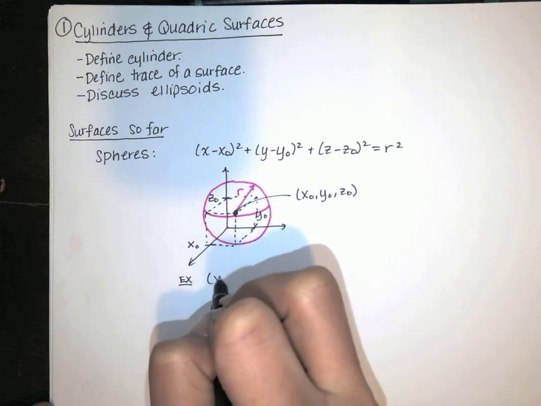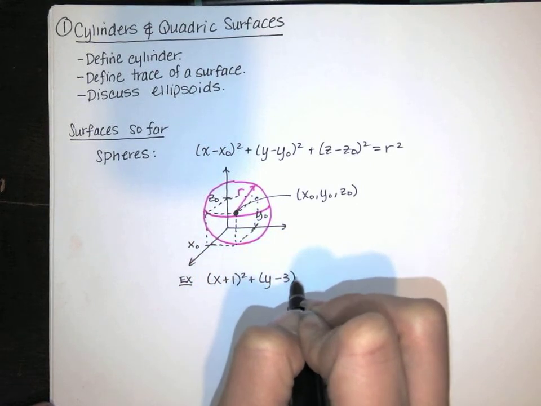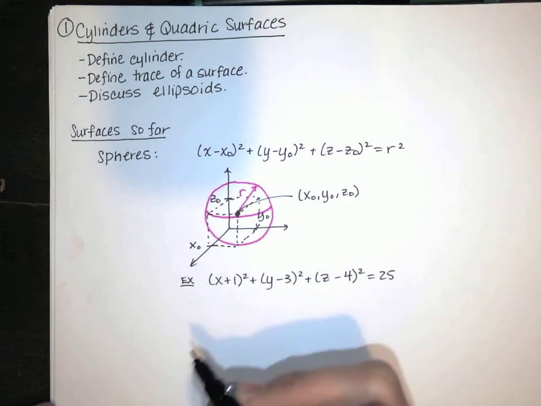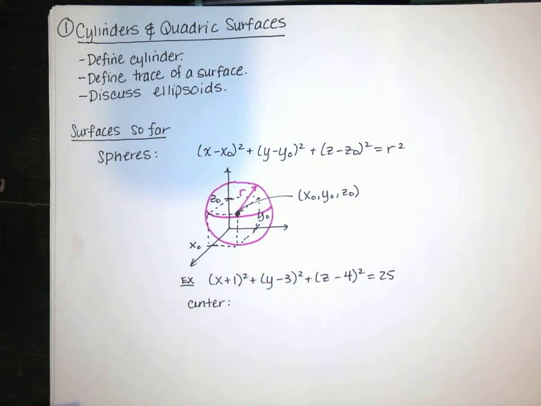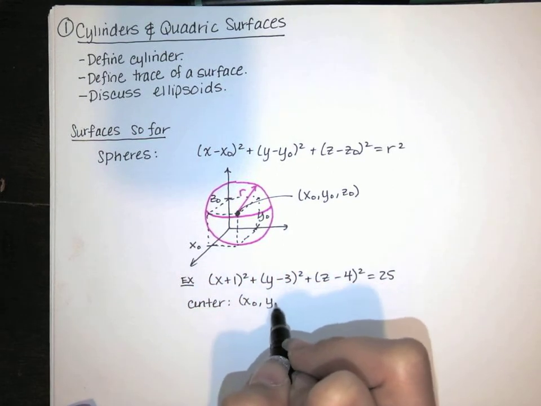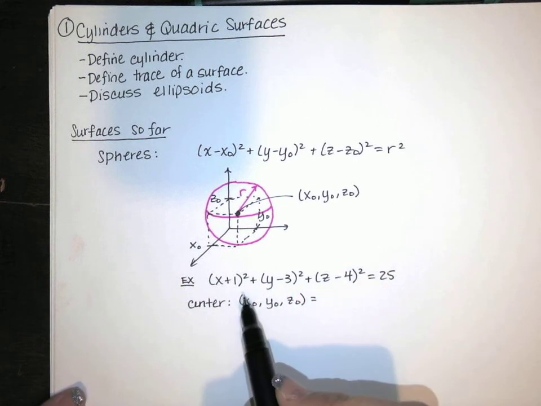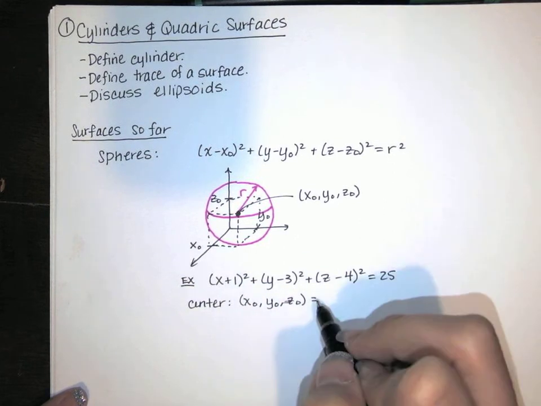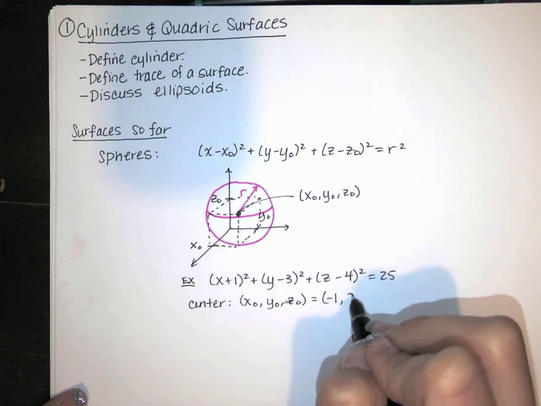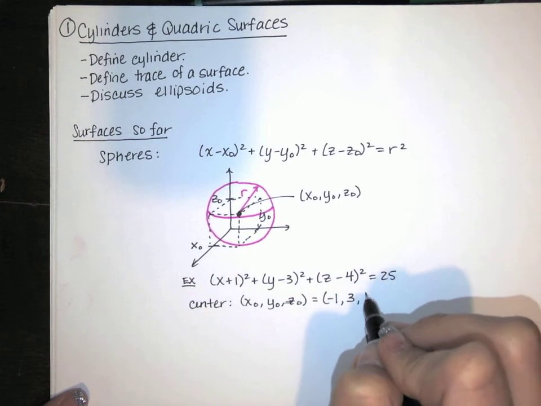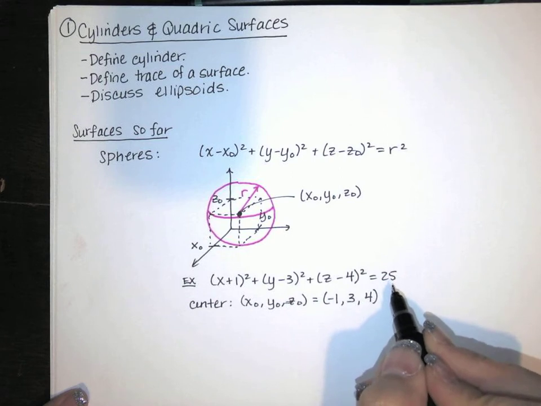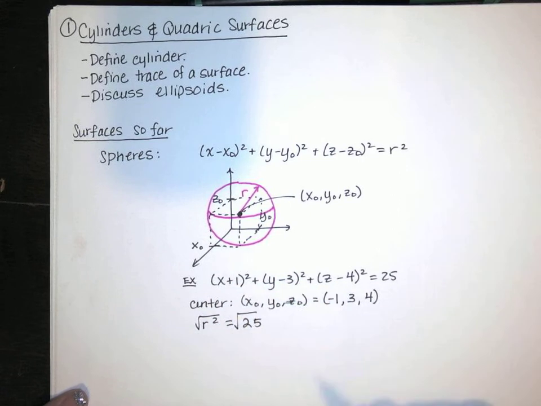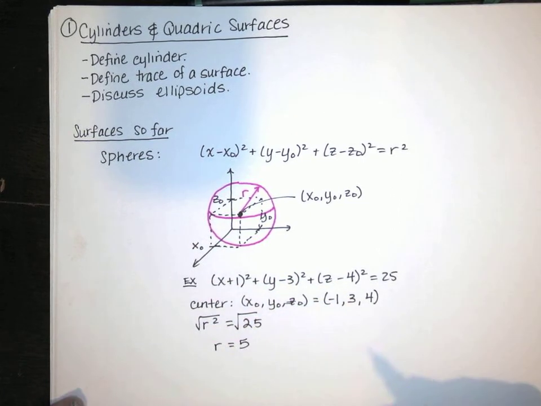So for example, if I have (x + 1)² + (y − 3)² + (z − 4)² = 25, then I can read off the center. We did this in a different video as well. The center is x naught, y naught, z naught. Now remember, the coordinates of the center have the opposite signs of the numbers that you see here. So if I see a plus 1, x naught is minus 1. If I see a minus 3, y naught is plus 3. If I see a minus 4, this is 4. And then this, remember, is the radius squared. It's not the radius, but the radius squared. And so if I want to get r by itself, and r is a distance, so it's the positive square root, we find out that r is 5.